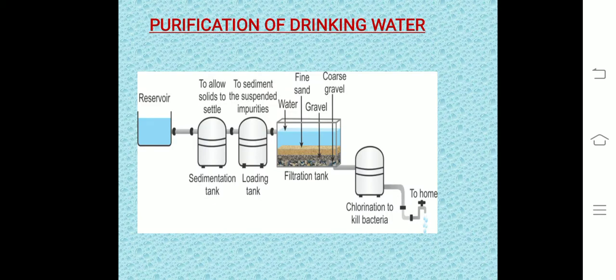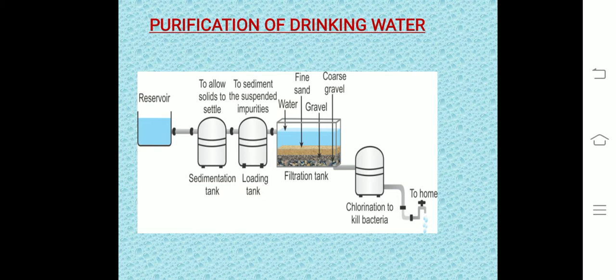Purification of drinking water. Purification of drinking water is an important process through which drinking water is supplied from water works. Water is collected in a reservoir. It is then sent to sedimentation tank in which solids are allowed to settle down, whatever solids are present in the water.